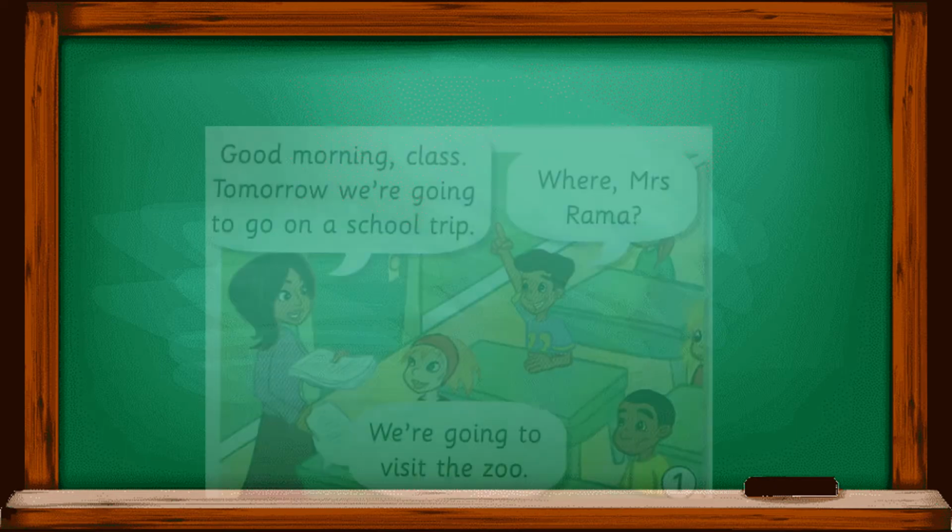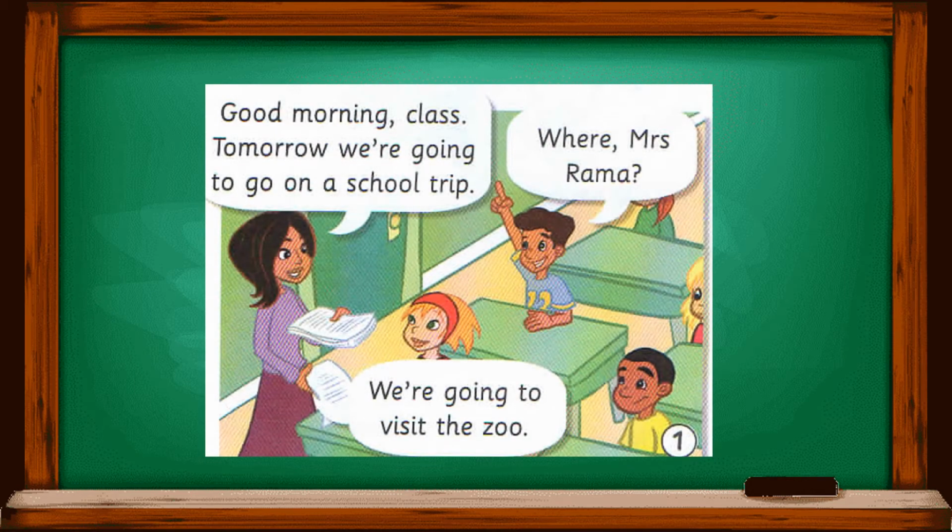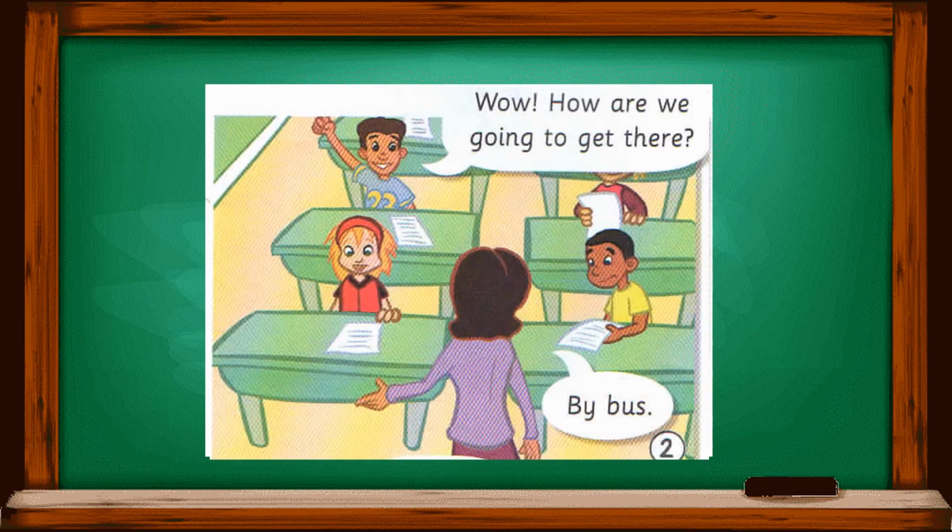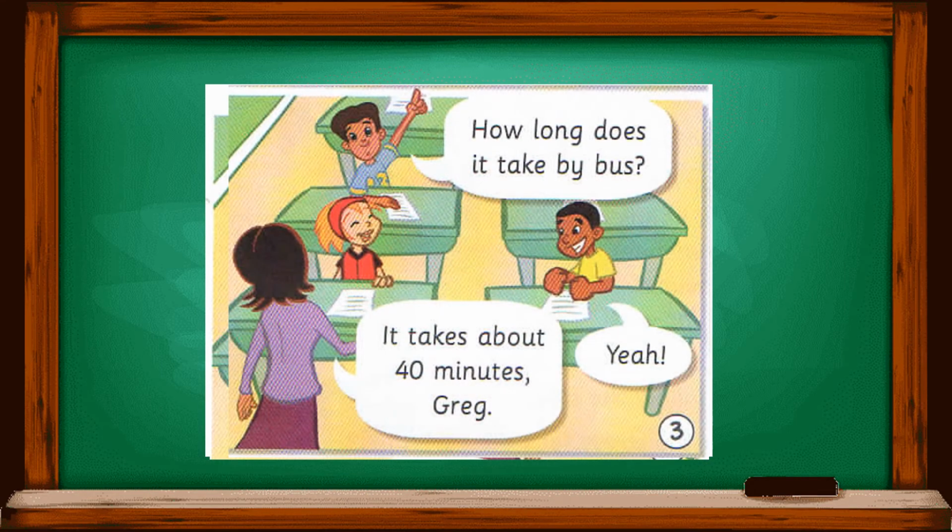1. Where are the children going to go tomorrow? Listen and read. Good morning, class. Tomorrow we're going to go on a school trip. Where, Mrs. Rummer? We're going to visit the zoo. Wow. How are we going to get there? By bus. How long does it take by bus? It takes about 40 minutes, Greg.